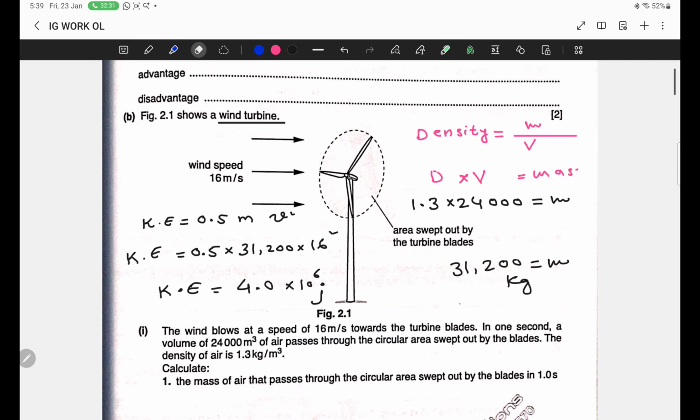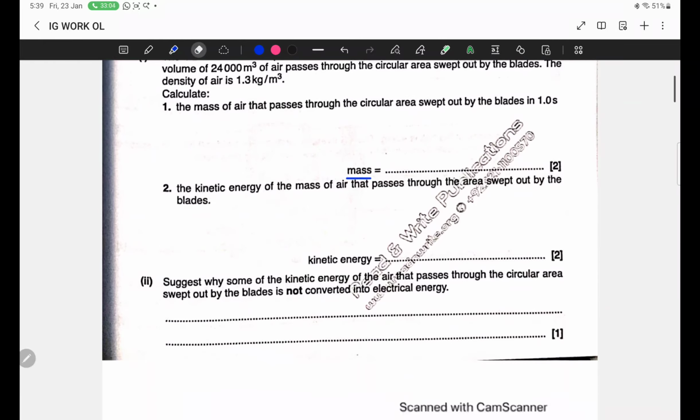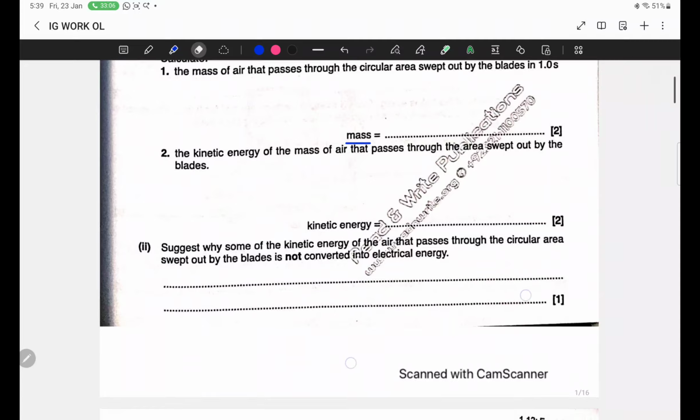So there are two parts in this question. In the first part, we calculated mass, and the mass is the product of density into volume. You are given density, you are given volume. So first we calculated mass of the air, and then we have to calculate kinetic energy. Kinetic energy is half mv square, and the simple calculation, the kinetic energy result is 4 exponent 6. And now the next part of the question, which is not a mathematical part.